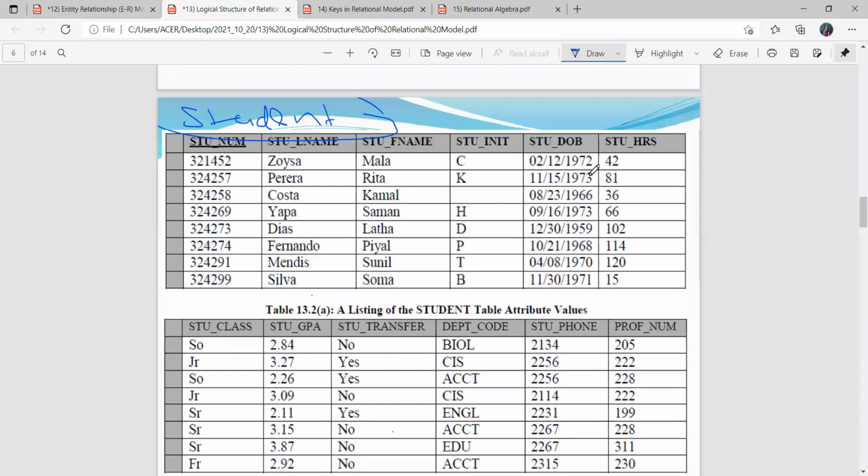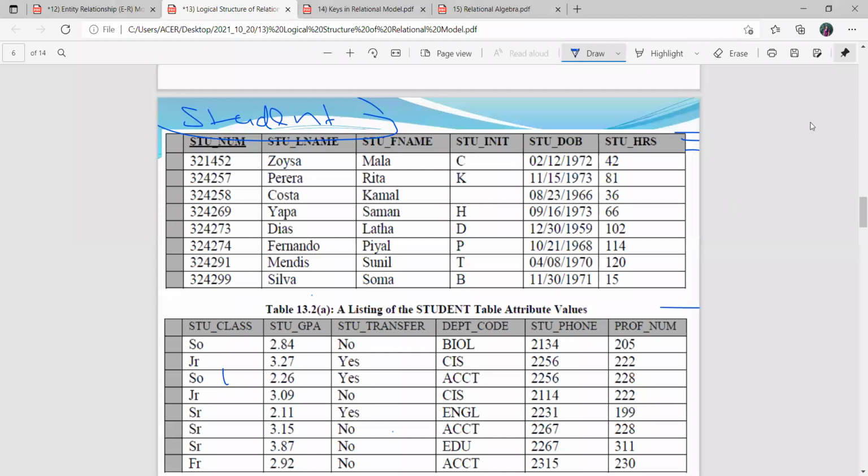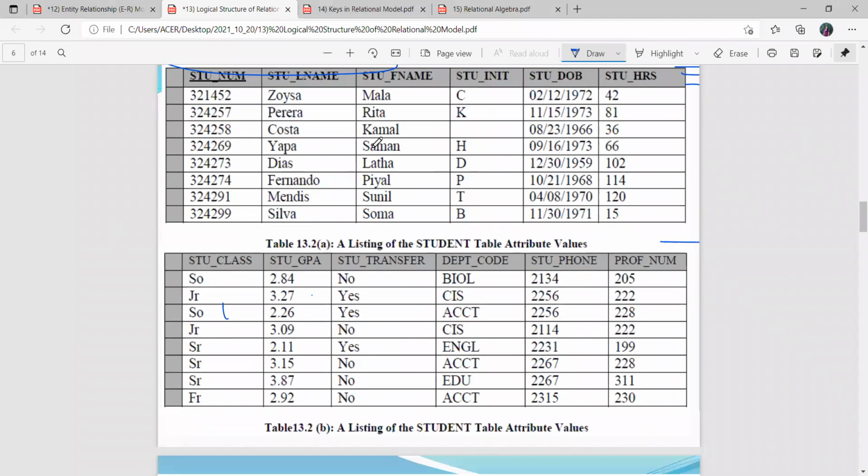Six? Sorry, this is the same table. 1, 2, 3, 4, 5, 6, 7, 8, 9, 10, 11, 12. So this is the same table, so there are 12 attributes in this table, not 6. It is difficult to show it on the slide.